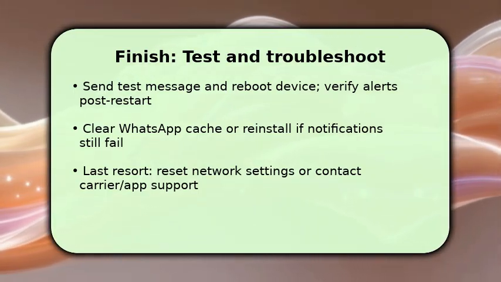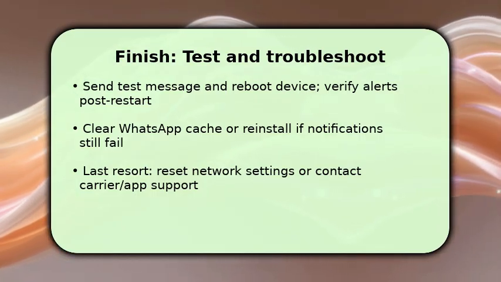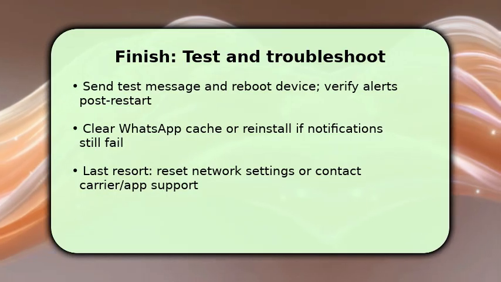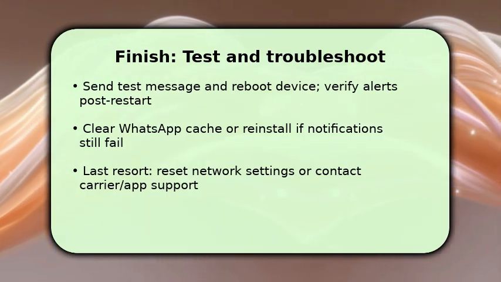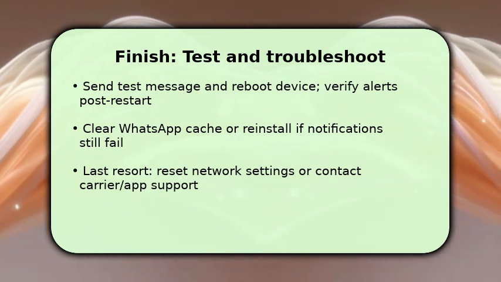Make sure your phone's network and background data are allowed. If issues persist, reset network settings or reach out to WhatsApp support. These final steps address stubborn bugs or carrier-related blocking that prevent push notifications from arriving.